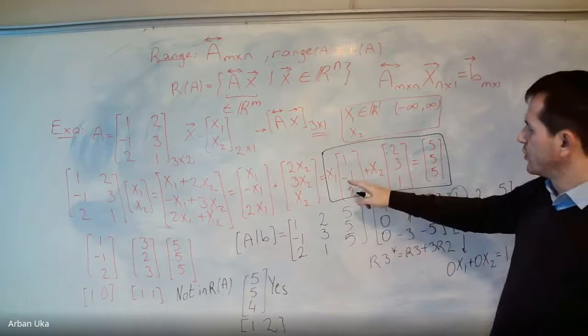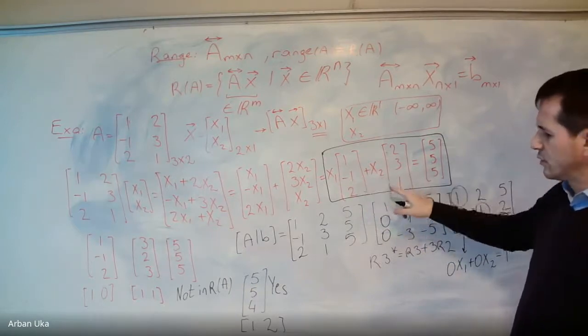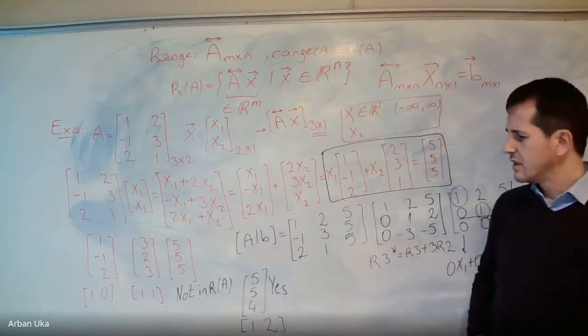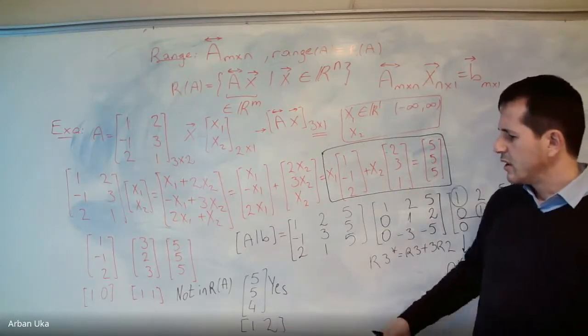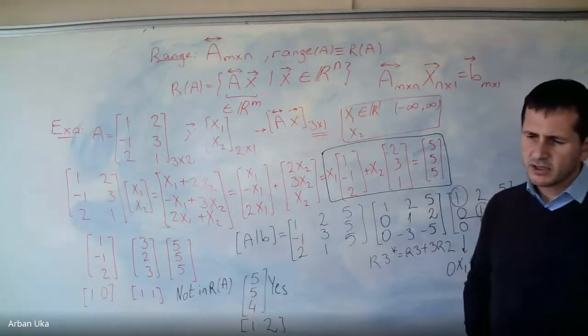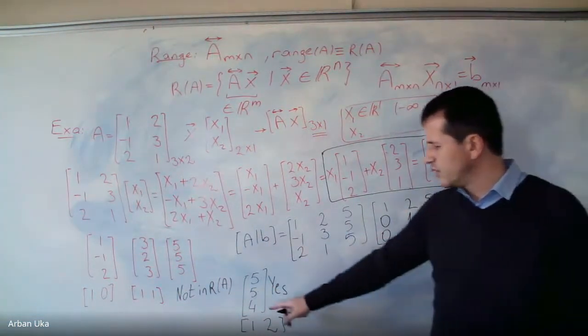So what you can do is put 1 and 2, add those, and you get 5, 5, 4. So this is in the range of this. Then how can you produce a vector which is not in the range? You just change only one entry.